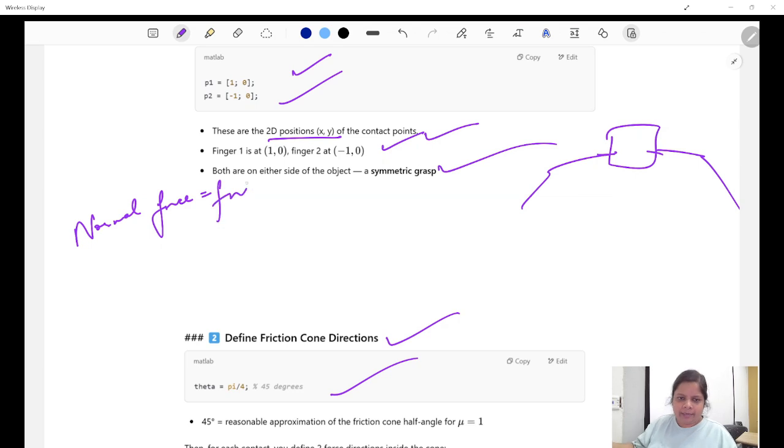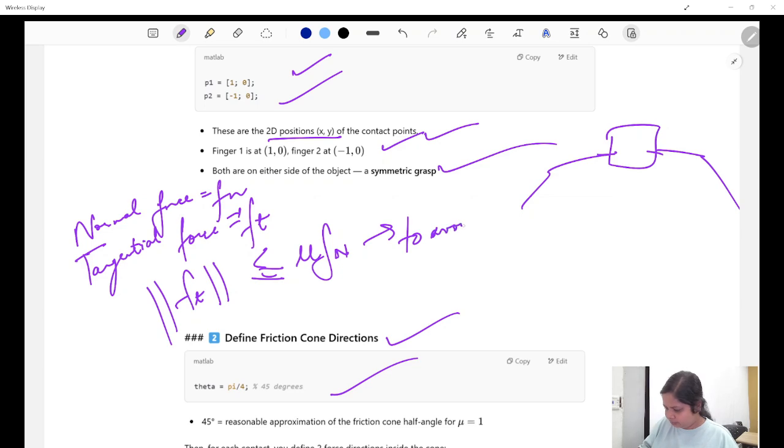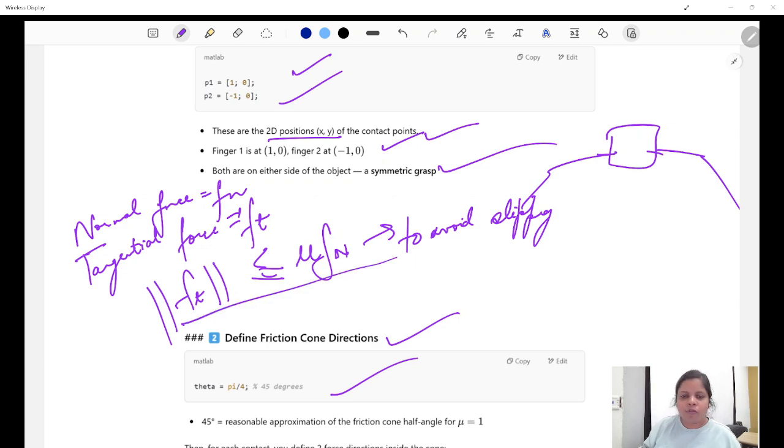Let's call it Fn. There is a tangential force, which is Ft, right? What does the friction law say? The law of friction says that the tangential force has always to be less than or equal to mu into normal force. Why? To avoid slipping. If this law is not followed, then you can get slipping. So this is just to avoid slipping.